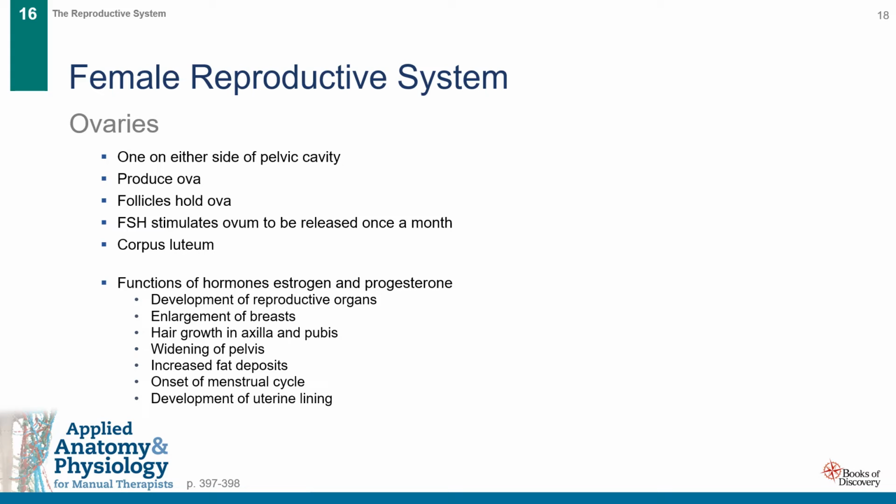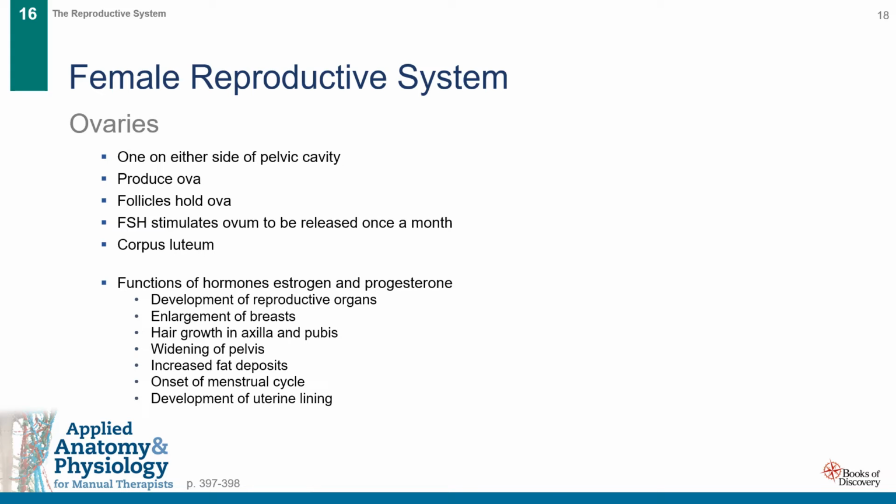Each female gonad, or ovary, is about the size of a large peach pit. Situated on either side of the pelvic cavity, the ovaries are held in place by ligaments that attach to the abdominal wall and uterus. Similar to the testes, the primary function of the ovaries is production of gametes called the eggs or ova. The singular form is ovum, which is Latin for egg.